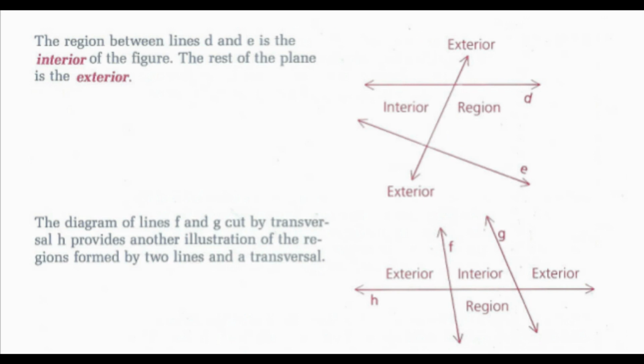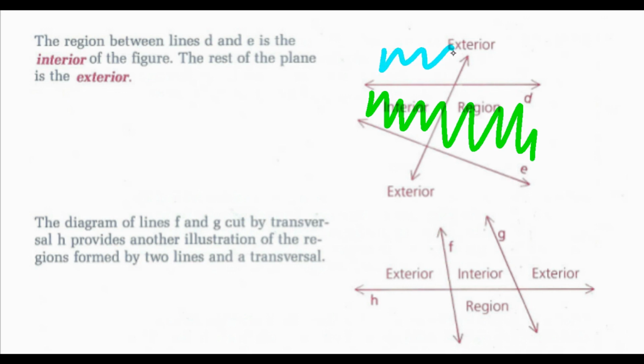Now, when a transversal cuts two lines, it creates an interior region and an exterior region. The interior region is the inside. So when I have this line cut lines D and E, then I have the interior region, which would be on the inside of the two lines, where the exterior region is on the outside of the two lines.